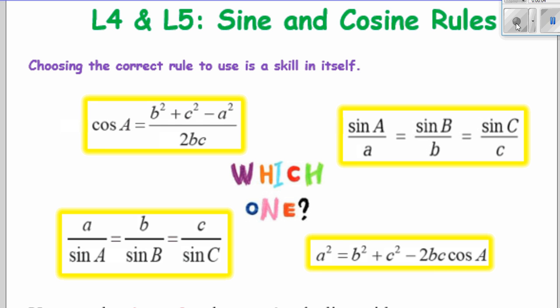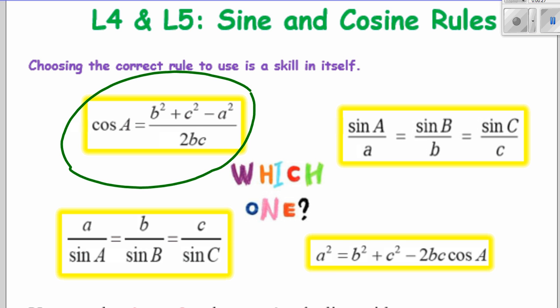So choosing the correct rule to use is actually a skill in itself. Some of you, I can see from past lessons, have already worked out a strategy for which rule to use. A little clue is the ones you get in your formula booklet are this one. Are there any others that you know you get in your formula booklet?